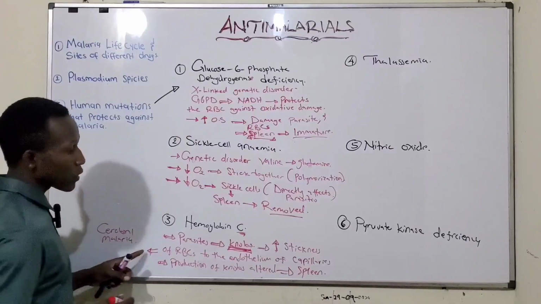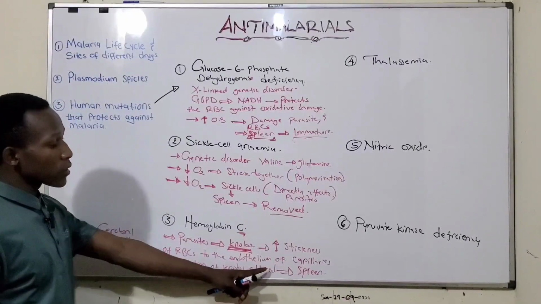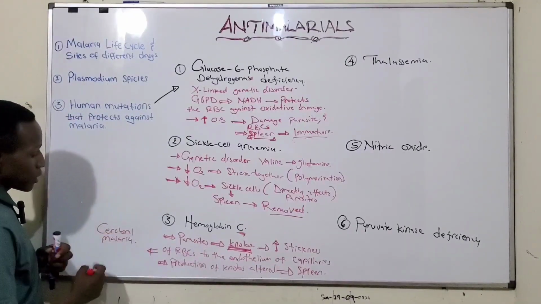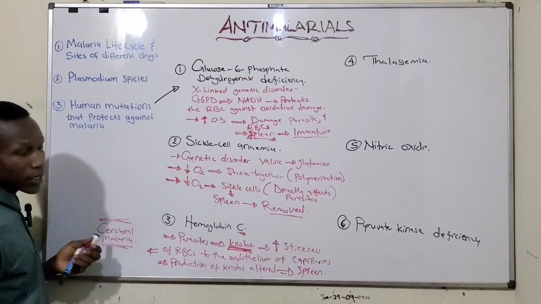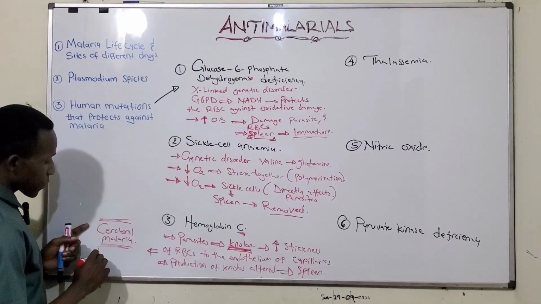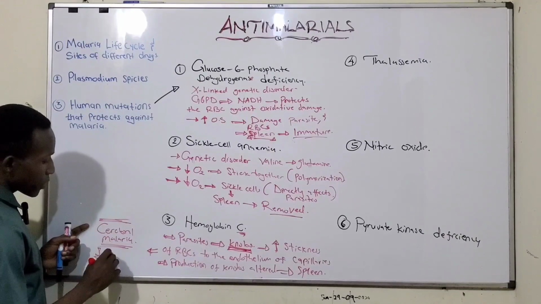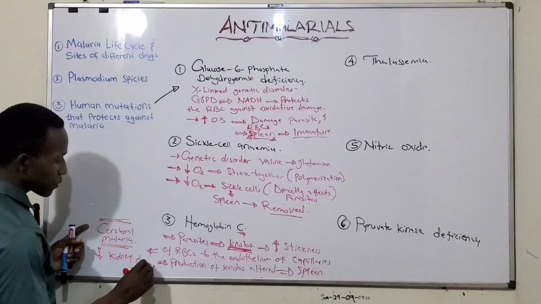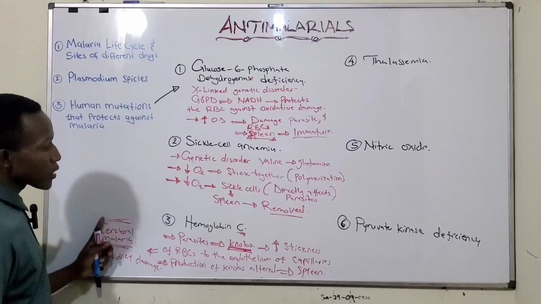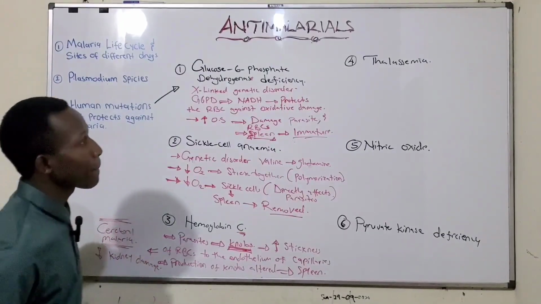Remember, sequestration of the red blood cells in the capillaries of the brain will lead to cerebral malaria and also affect the kidney. So this decreases kidney damage. These are seen in severe malaria.